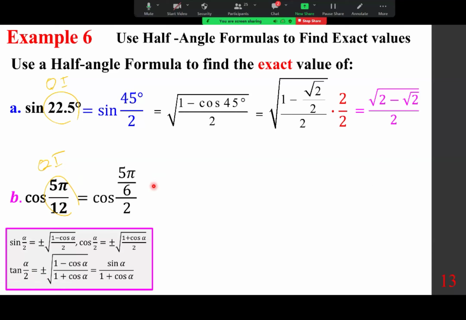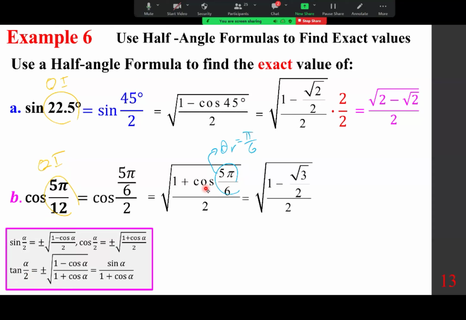And therefore, plus minus, for cosine, we just go with the plus: square root of (1 plus cosine alpha) divided by 2. And 1 plus cosine of 5 pi over 6. Now, cosine of 5 pi over 6 is the same as cosine of pi over 6 because the reference arc for 5 pi over 6 is pi over 6. So it's the same as cosine of pi over 6, which is square root of 3 over 2. But is it positive or negative? This is the second quadrant where cosine is negative, so minus. One more time to see why this is negative.